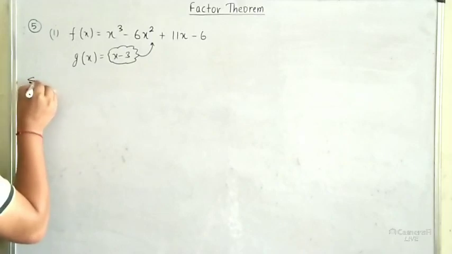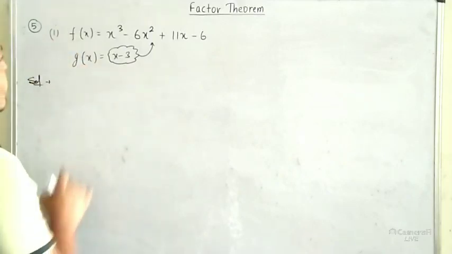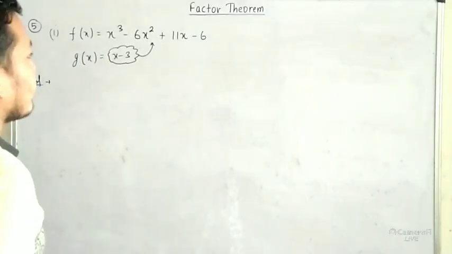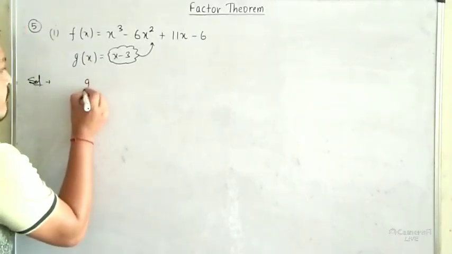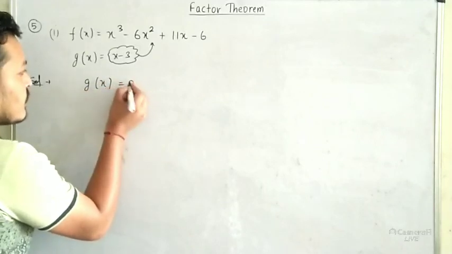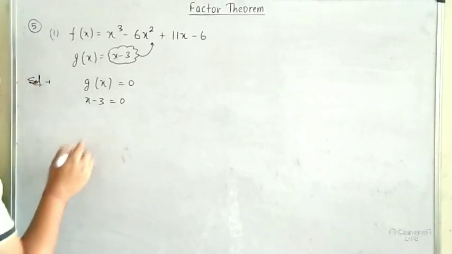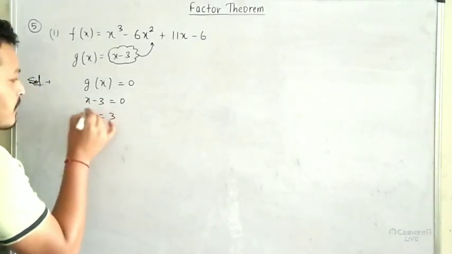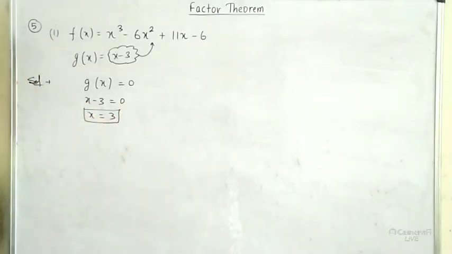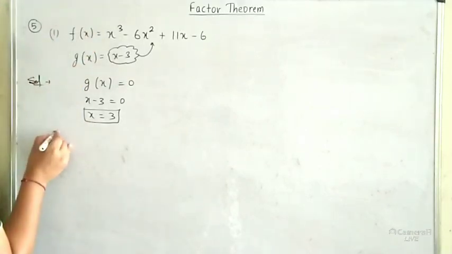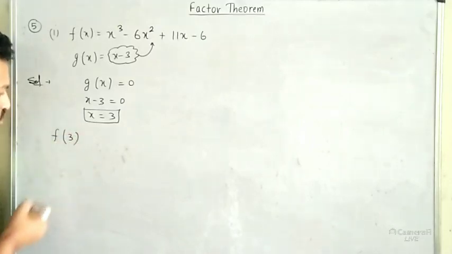So now the solution. The given expression f(x) is x cube minus 6x square plus 11x minus 6, and g(x) is x minus 3. So first, putting g(x) equal to 0, and what is g(x)? This is x minus 3. So x minus 3 is equal to 0, so x is equal to 3. So substitute this value of x in the given polynomial. So f, and then substitute here 3.